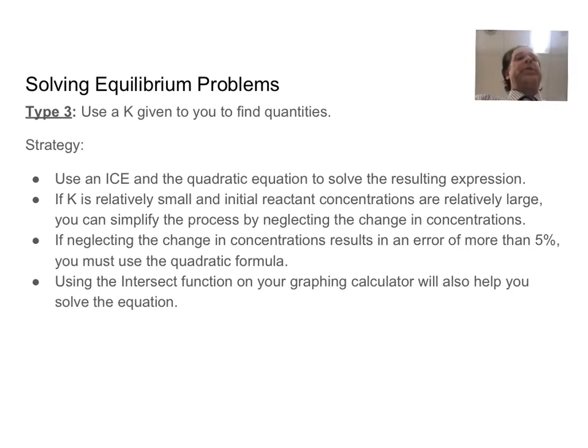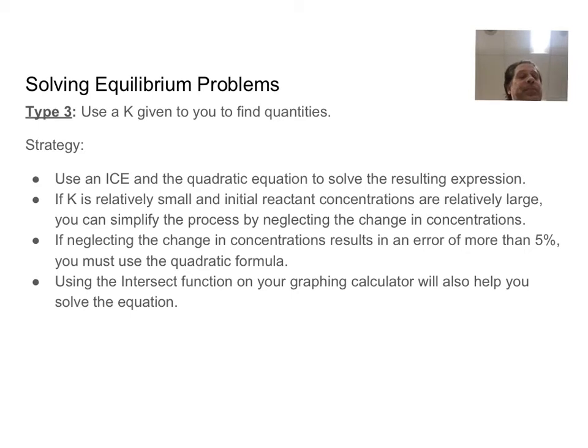That next type of problem is where we use K to figure out our given quantities at equilibrium. So in this case, we're going to use an ICE table and sometimes a quadratic equation. We can avoid using the quadratic equation if K is very, very small. If K is really small, and the initial reactant concentrations are very, very large, we can avoid using the quadratic equation by neglecting the change in concentrations. If you're neglecting the change in concentrations, the results have to be less than 5%. And if it's not less than 5%, you have to use the quadratic formula.